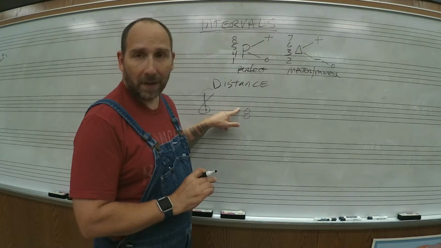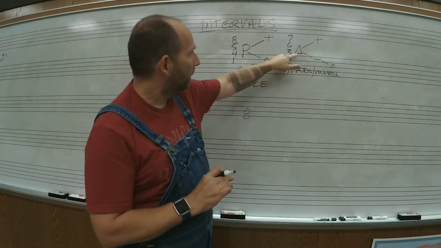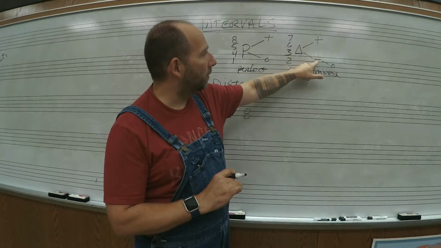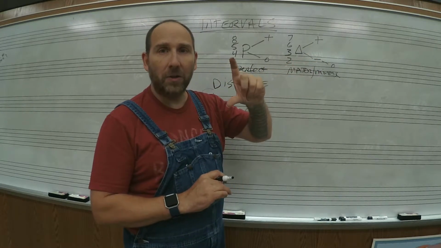We have one half step smaller than G sharp. And that's what this table tells you. If you start with a major interval and you reduce it by a half step, so E to G sharp would be a major third.